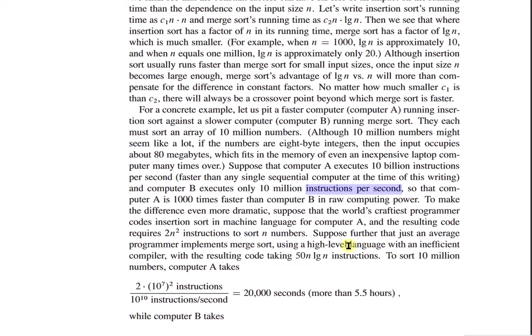The resulting code requires 2n² instructions to sort n numbers. Suppose further that just an average programmer implements merge sort using a high-level language with an inefficient compiler, with the resulting code taking 50 n log n instructions. This inefficient compiler makes sense because in programming we have compiler optimization. For example, if a variable is declared but unused, the compiler may remove the variable for optimization purposes.